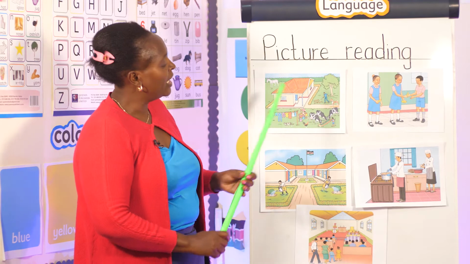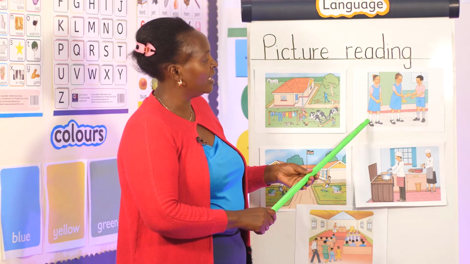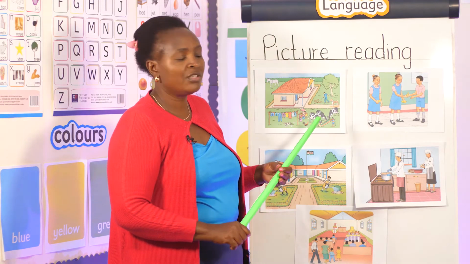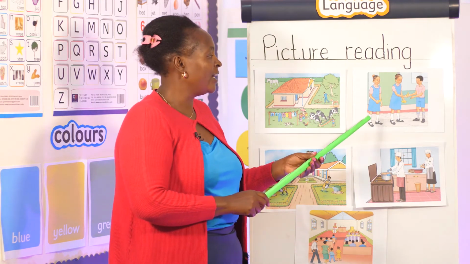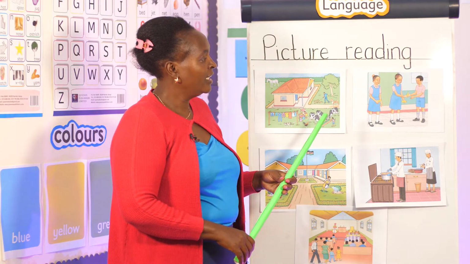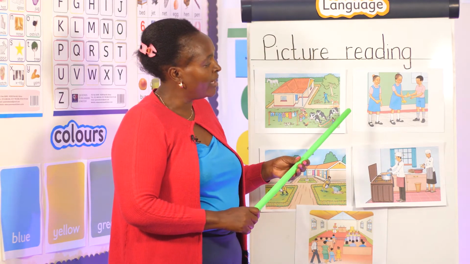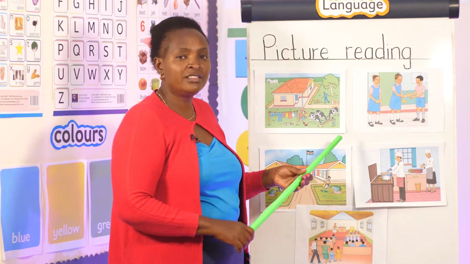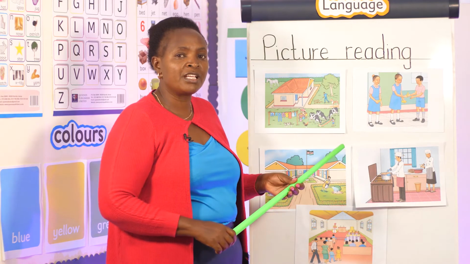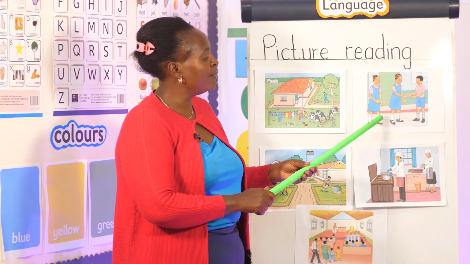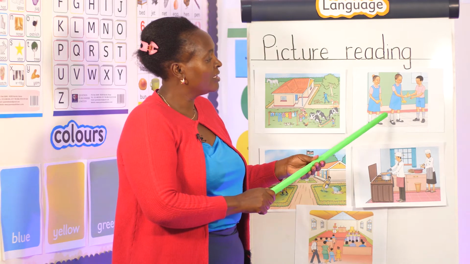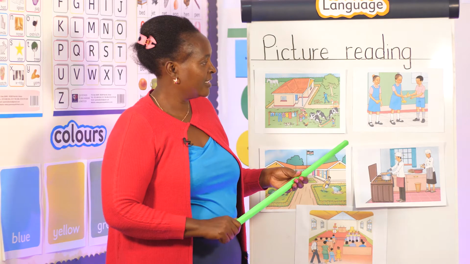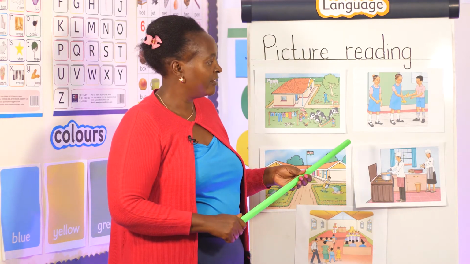Very well. Now, if we look at this picture here, we can tell from the way these children are dressed that they are school children. Why? They are wearing uniform, okay? And all of them have the same color of clothes. So we can simply say these are school children. What are they doing? They are sharing bananas. They are learning to share, right?